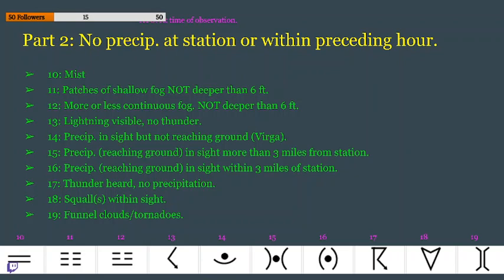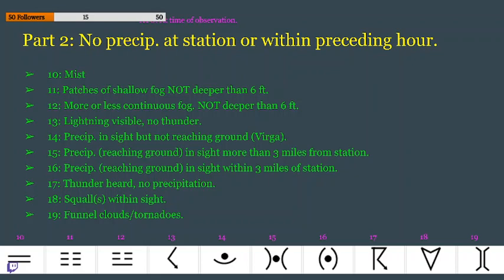13 means that there is non-thunderous lightning, which is called dry lightning. Number 14 means that there is precipitation in sight, but it is not reaching ground. This is called virga. Number 15, precipitation is reaching ground and is more than 3 miles away from the station, so distant. 16, precipitation is reaching ground and is in sight within 3 miles of station.